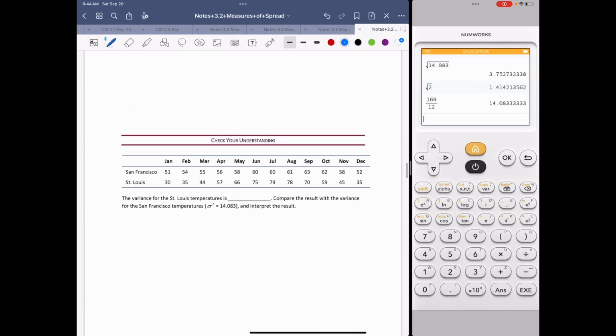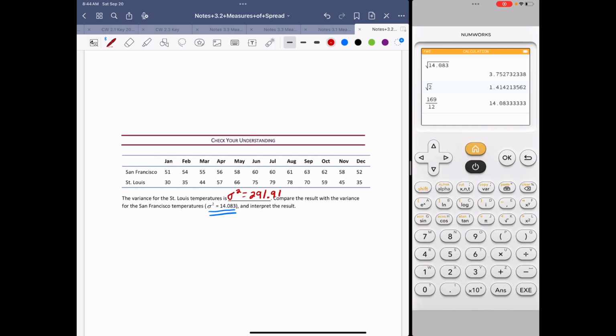When you look at this, I definitely cannot find the variance for St. Louis by hand. It would take me a long time. I'm going to give you the variance for St. Louis, and I'm going to show you in a minute how to do it on the calculator. Here's the variance for St. Louis. Now, I don't know what it is, but I know it's got to be bigger than San Francisco because St. Louis is more spread. All right, so here's St. Louis. It's much bigger.